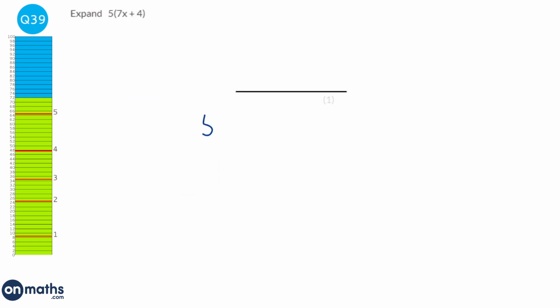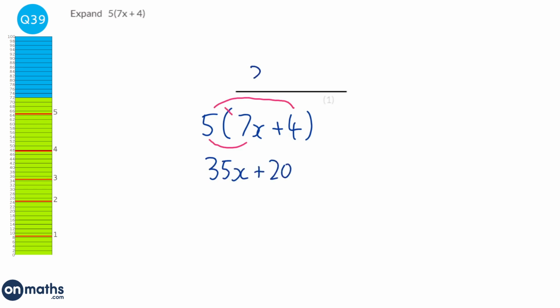I'm just going to write the question out a bit bigger, just so we've got more room. And there are loads of different methods of expanding brackets. I'm going to do smiles and rainbows. So we just draw a smile rainbow, and I'll put a little line there to remind me to times it. So we do 5 times 7, which is 35, and it's 7x, so it's going to be 35x, and 5 times 4, which is 20. So our answer is 35x plus 20.